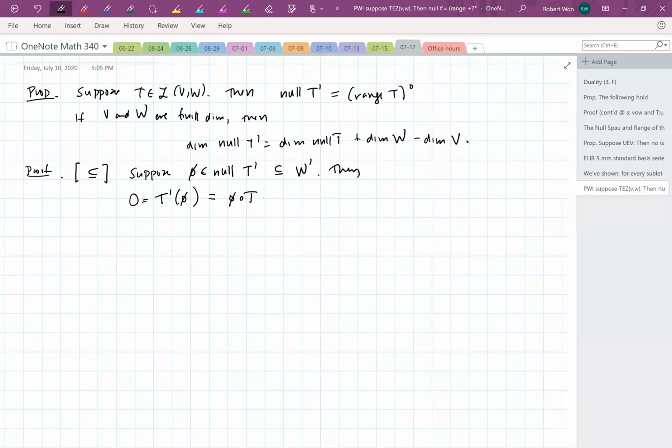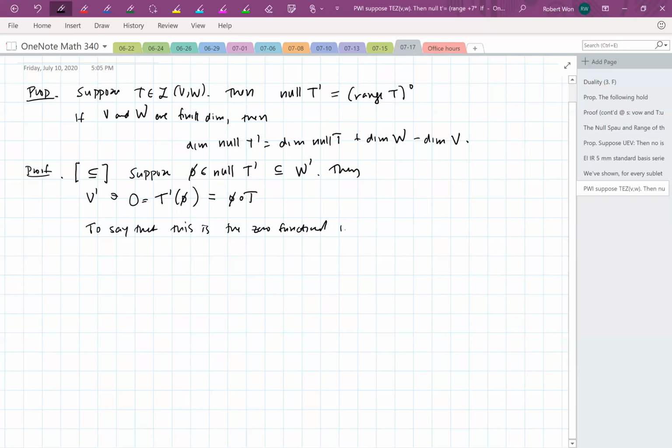Okay, well, to say that this is the 0 functional means that whenever you plug in any vector, you get 0. So I should say that this now is in V dual, right? T dual goes from W dual to V dual. I'm saying when you plug in phi, now you're in V dual, and you're getting the linear functional that's 0 in V dual. Maybe it's clear if I put it like this. This 0 is the one in V dual.